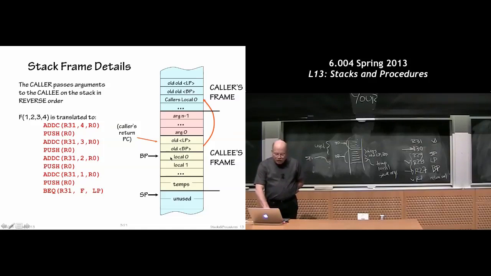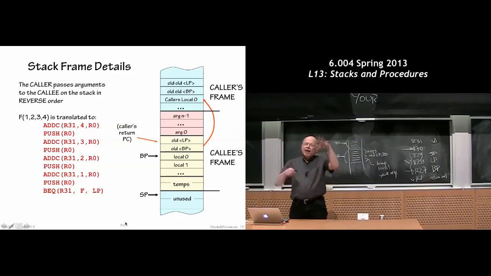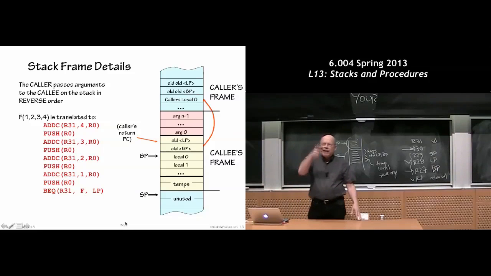Okay, the arguments are pushed on in reverse order. Anybody know why I push them on in reverse order? Notice if I call f of 1, 2, 3, 4, first I put 4 on the stack, and then I put 3 on the stack. Why am I putting them on in the reverse order? Yes, sir?